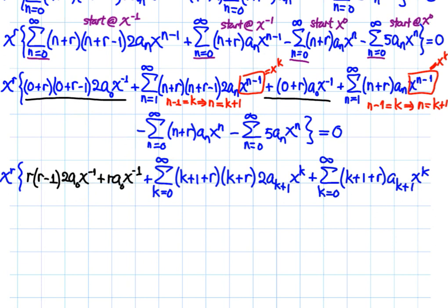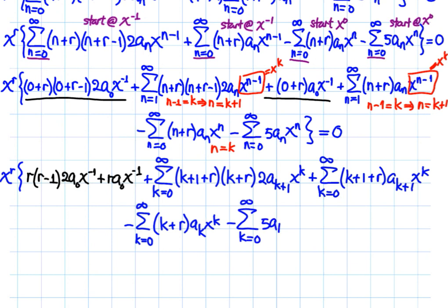And next we have the two series at the second line. All we need to do is turn k into n. So k goes from 0 to infinity, k plus r, a of k, x to the k. For those two series at the bottom, we just take n equal to k, and we don't have to do much. a sub k x to the k equal to 0.